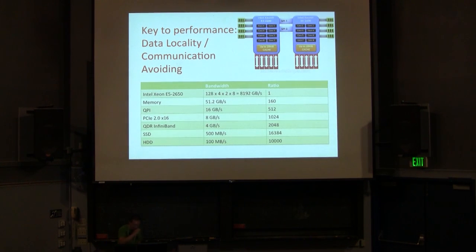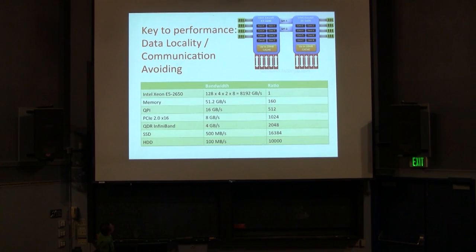Okay, so another key to performance is really data locality, or communication avoidance, right? We can calculate the bandwidth for the CPU. If you do this simple calculation, you get this number. If we scale this as 1, then the memory for this kind of architecture is this. So the memory bandwidth is 160 times slower than that.